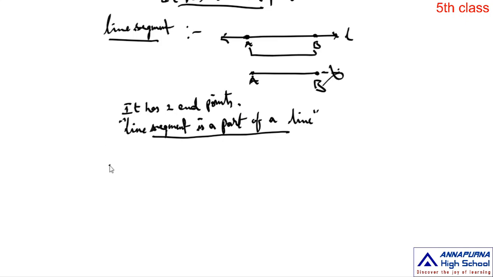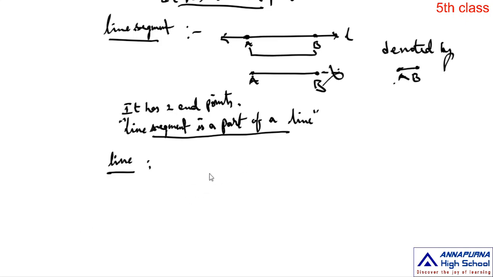And next one is line. Yes, first, line segment is represented by this symbol over AB. It is denoted by line AB with the segment symbol. We read it as line segment AB.